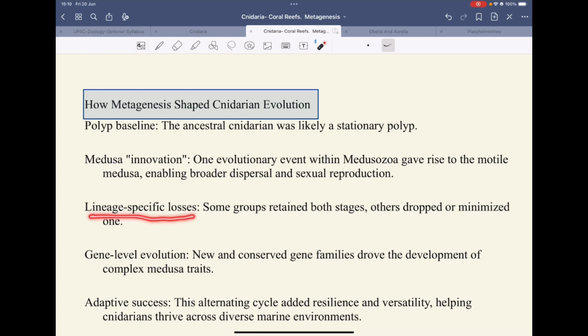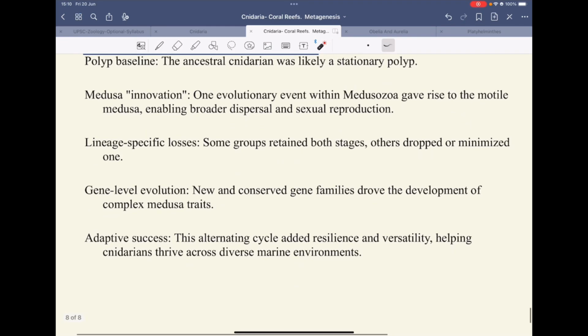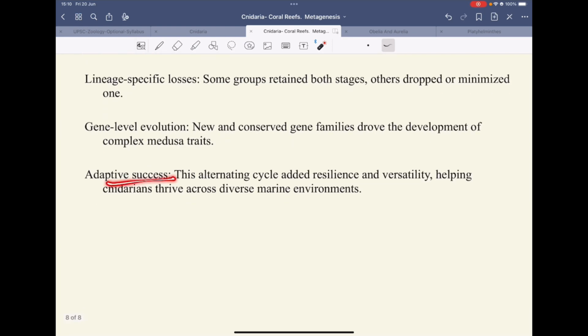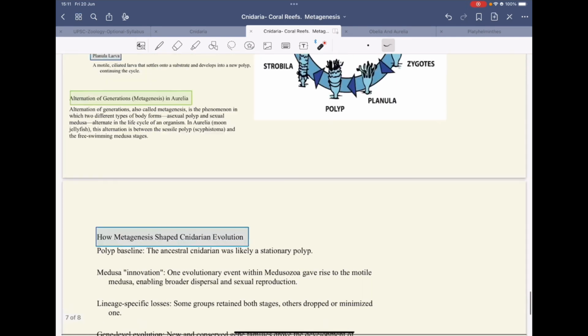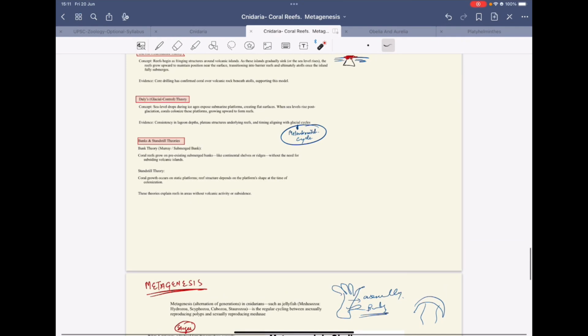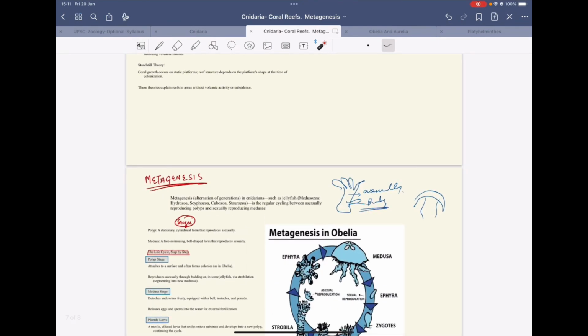There were lineage specific losses, such as some groups retaining both the medusa and polyp stages, while in some groups one or the other form was dropped. Then at the gene level, there were new and conserved gene families which drove the development of complex medusa traits, and there were also adaptive successes with alternating cycles. It added resilience and versatility, helping the cnidarians thrive across diverse marine environments. So this is about the metagenesis. We have discussed the coral reefs. Now after this we will discuss Obelia.